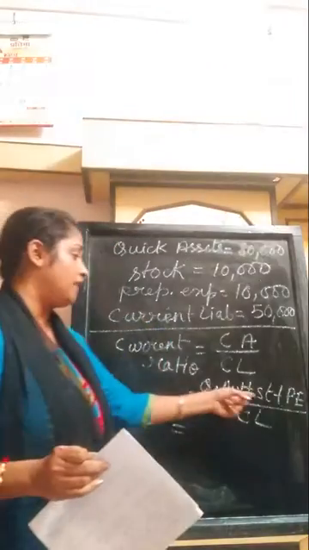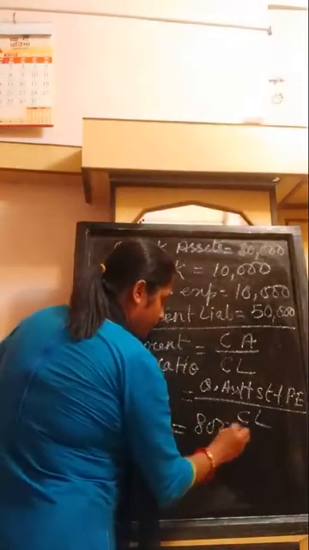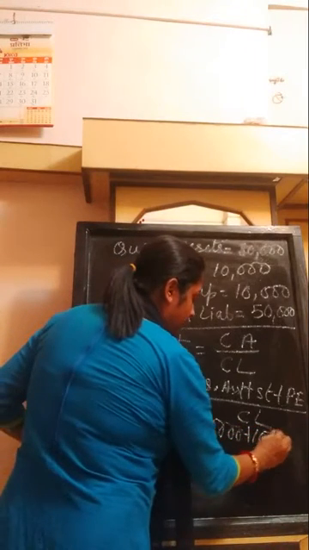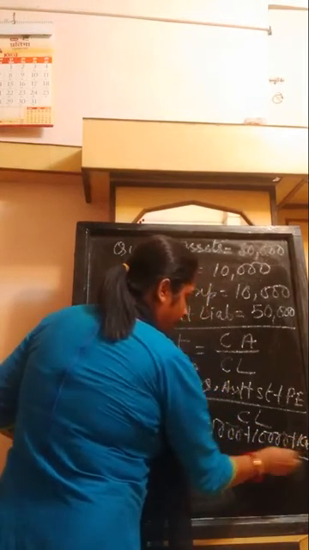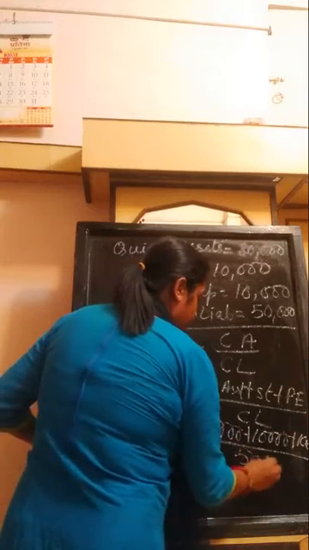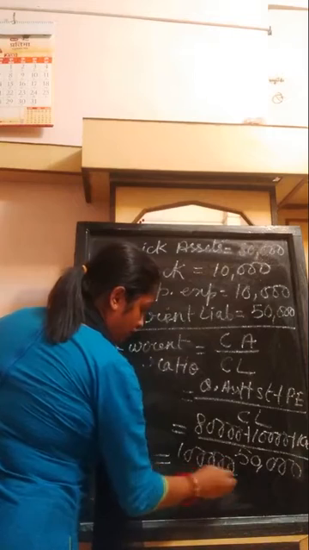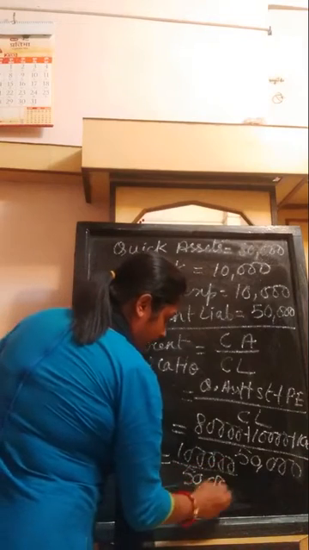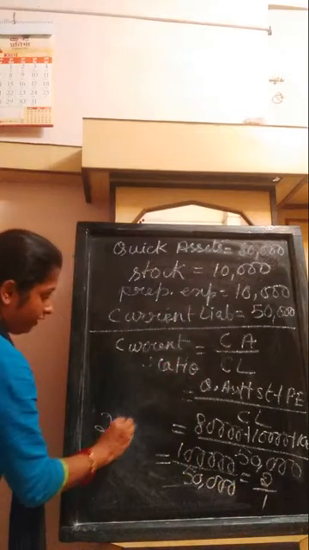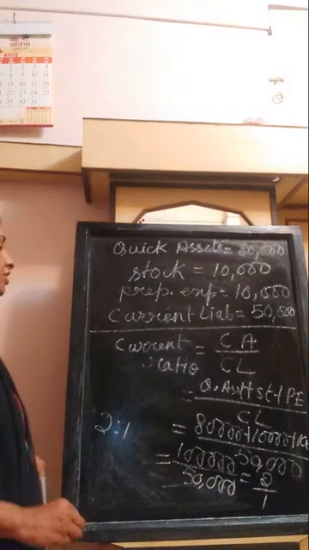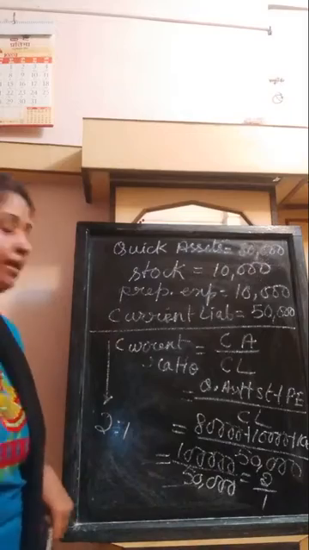So quick asset plus stock plus prepaid expense, that is 80,000 plus 10,000 plus 10,000, divided by 50,000. That is 1 lakh divided by 50,000, which means 2 by 1. That is 2 is to 1 is coming as the current ratio. Current ratio is coming 2 is to 1.